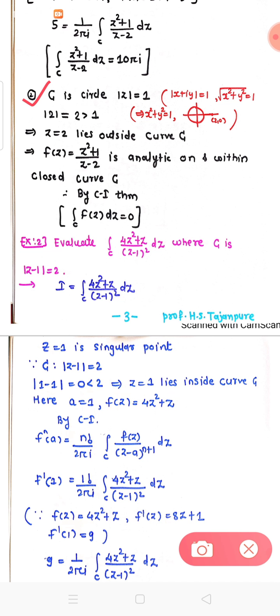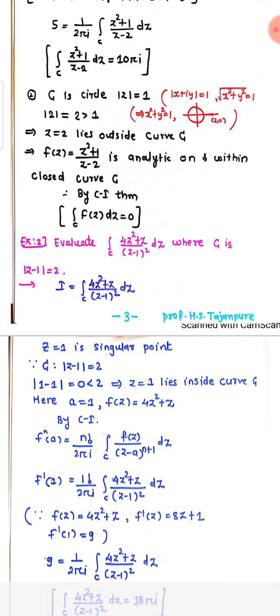Now again check whether that point lies inside or outside. Now you can see mod of 2. Just put the value of z here in the left hand side of the equation of the curve. Mod of 2 is 2, which is greater than 1. So if it is greater than, this implies what? Whenever the left hand side is greater than the right hand side, this implies the point lies outside the curve C.